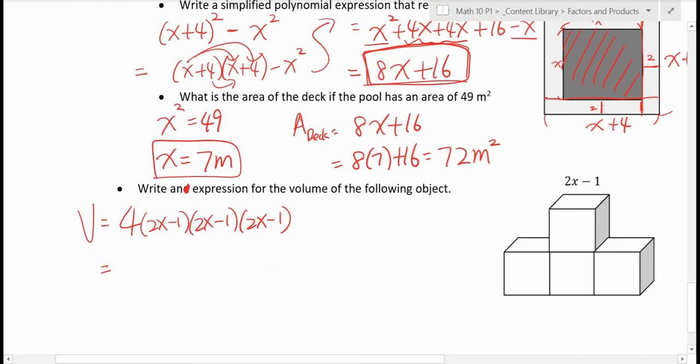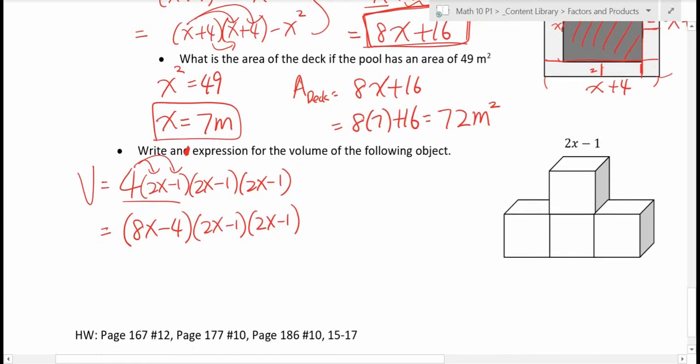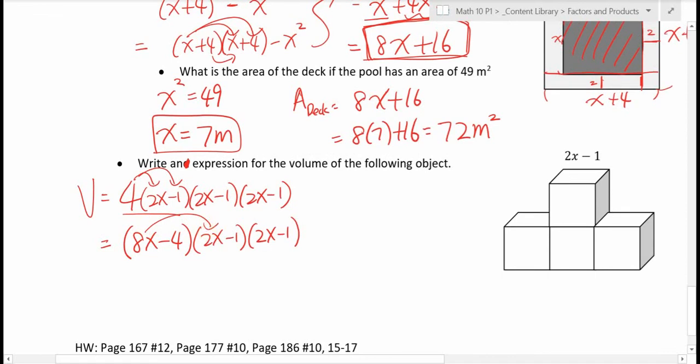Okay, so now we can multiply this quite easily. First of all, I'm going to distribute here. 4 times 2x is 8x, 4 times 1 is 4, so 8x minus 4. So that's the first 2 terms multiplied together, and then we still have the 2x minus 1 and the 2x minus 1. And now I am going to distribute right here. That's 8x times 2x, which is 16x squared. 8x times negative 1 is negative 8x. Negative 4 times 2x is negative 8x. Negative 4 times 1 is plus 4. And we're going to multiply that by 2x minus 1.